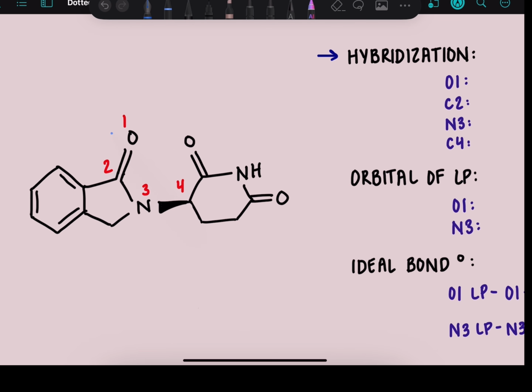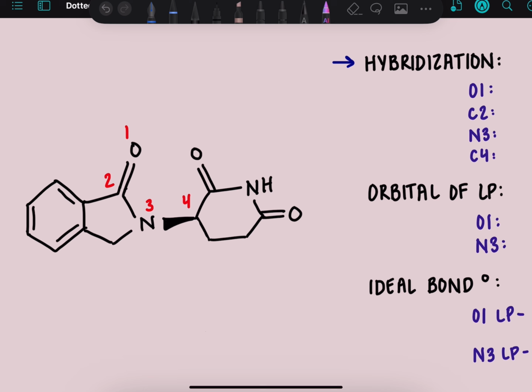So we have 4 atoms that we are trying to find the hybridization of. So let's go ahead and draw in any missing lone pairs. So we know this oxygen has 2 lone pairs. We know this nitrogen has 1 lone pair, and that's it.